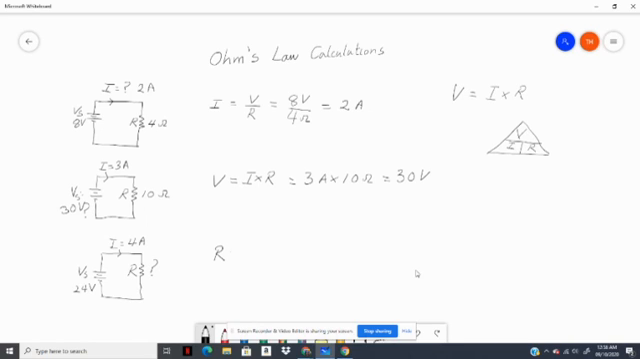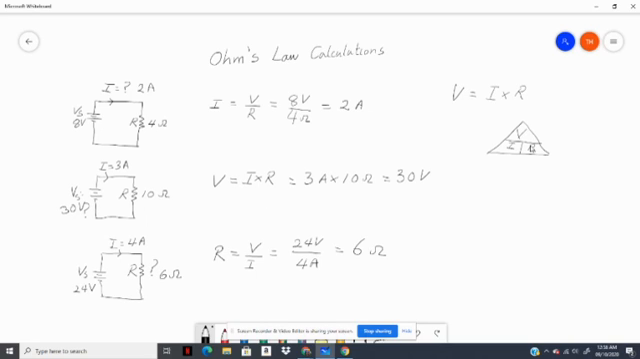R is equal to voltage divided by current. In this case, it's 24 volts divided by 4 amperes equals 6 ohms. So the unknown resistance here is 6 ohms.